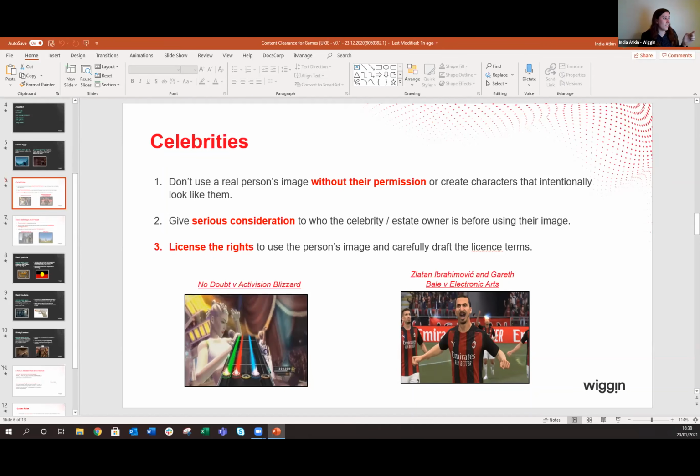On the left-hand side, you can see No Doubt and Activision Blizzard. This is quite an interesting case. No Doubt licensed to Activision Blizzard the right to use their image as avatars in Band Hero, but only for songs that they'd sung. And then it turned out that you could use Gwen Stefani's avatar on a song by the Rolling Stones. That was outside the scope of their license. They sued Activision Blizzard and they won the case. So it's very important to stay within the license terms that you agree.